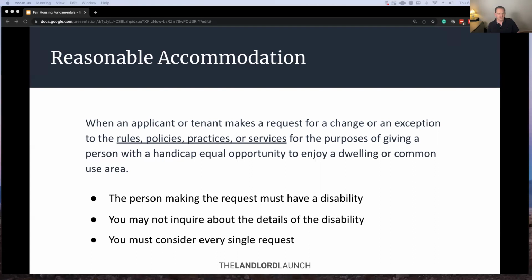Another thing to remember is that on reasonable accommodations, you must consider every single request, even if it's completely unreasonable right out of the gate. You go through the same process, you consider it, you give it the amount of time that you need to, you put in the effort where you can, and then you make a determination on how you're going to proceed with that request.